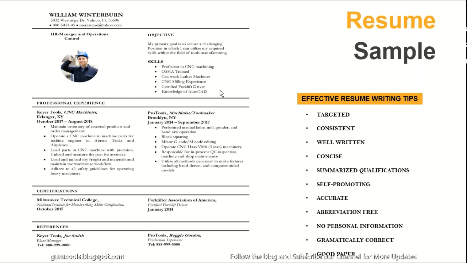It should not take time for the employer to decide whether I need to take this person. He should just decide in 30 seconds or a minute that he has to call you for the interview or not. So this is what it should be: concise. The qualification should be summarized, purely summarized.